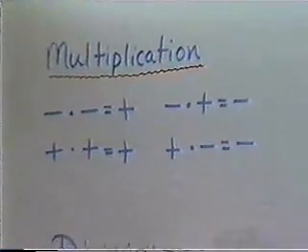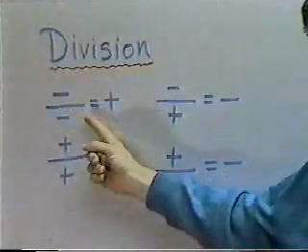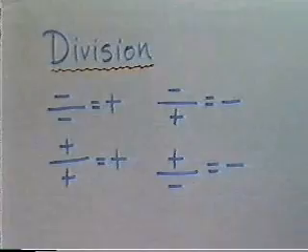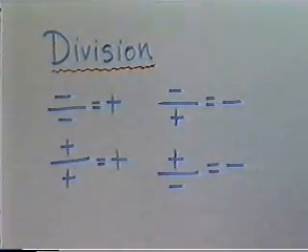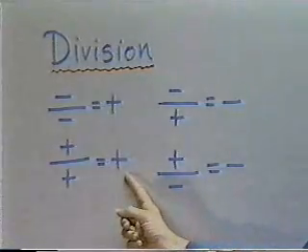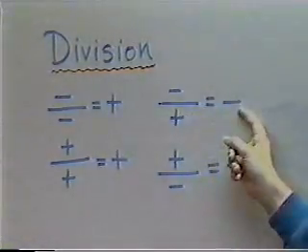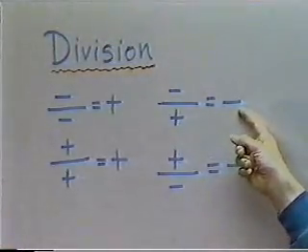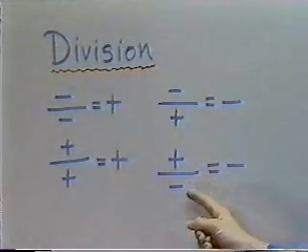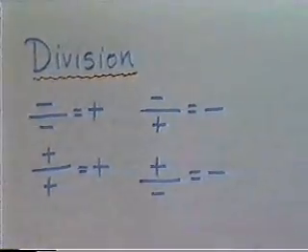Let's now review the sign rules for division. A negative number divided by a negative number is a positive number. Positive divided by positive, that will give you a positive quotient. A negative number divided by a positive number is a negative quotient. And a positive divided by a negative will be a negative quotient. All right, that's a review of signs. Now let's look at some examples.